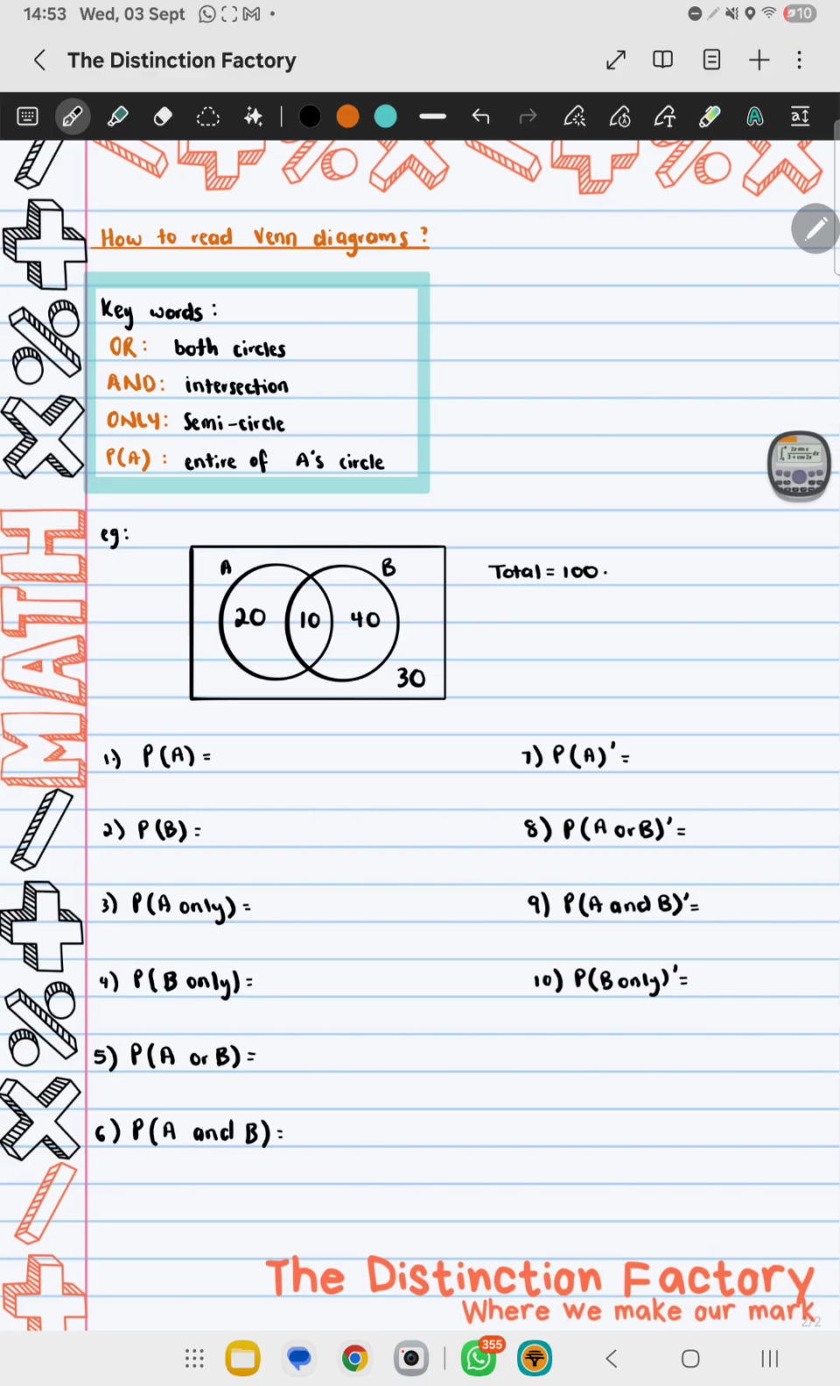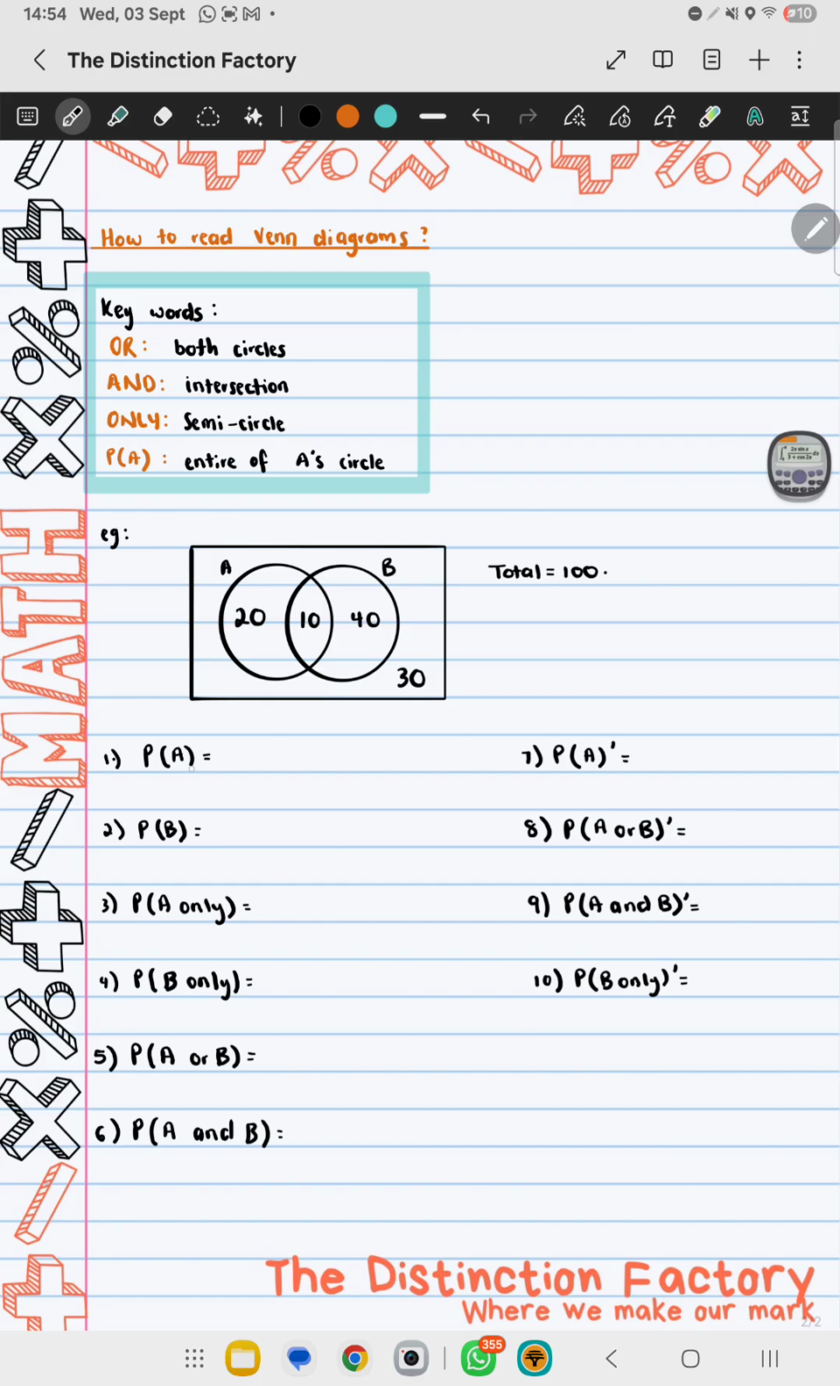There's a third event happening, and this denotes that these are non-complementary events because there's a chance of something else happening. The 10, the overlap here, the intersection part, means that these are mutually inclusive events because they do happen together. And if the circles were not touching, you would have mutually exclusive events, which means there's no chance of A and B happening together.